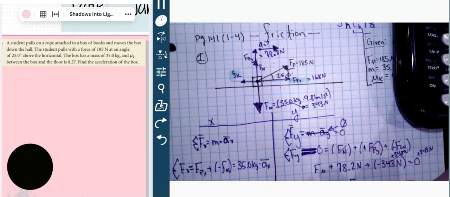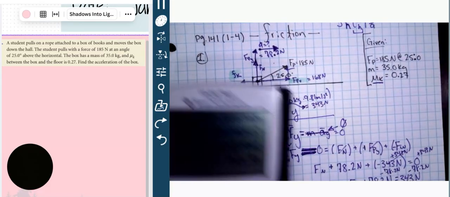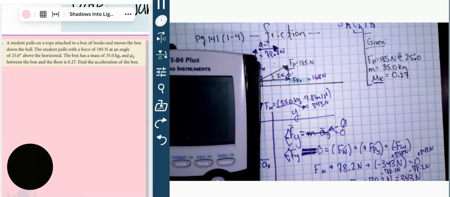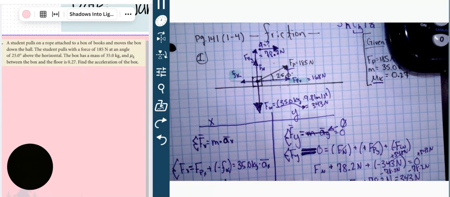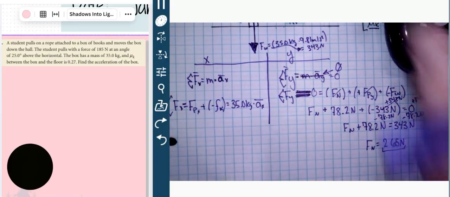So now I have my force normal plus 78.2 newtons is equal to 343 newtons. I'm going to subtract 78.2 newtons from both sides, and because it's addition, I have to subtract. So 343 minus 78.2. My force normal is 265 newtons, which is awesome because I can use that over on this side now. Nope, I gotta get out of the way there. You guys aren't here to shout at me.